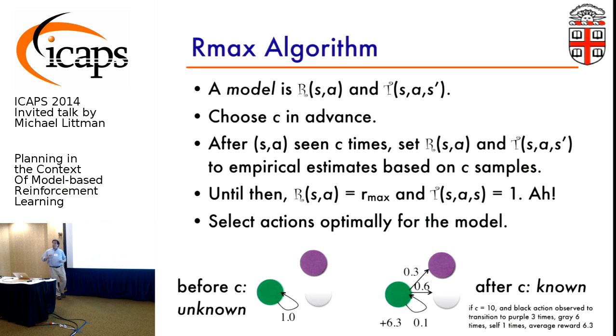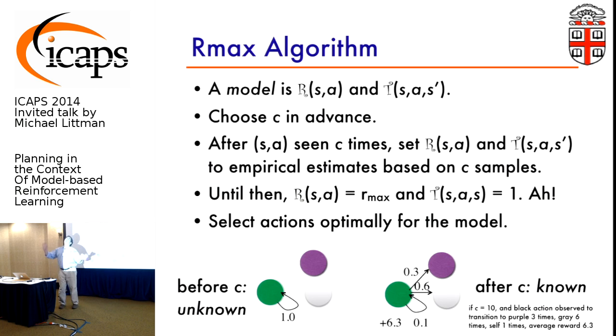But before that point, before that C is reached, we're going to assume the following: that the reward that we get for choosing that action in that state is Rmax, the maximum possible reward in the environment. And the transition probability, what's going to happen is if I choose that action in that state, I'm going to go back to that state and more awesomeness will happen. All right? So this is a state in the world that I don't know about, but what I think is going to happen is it's just going to be nirvana.